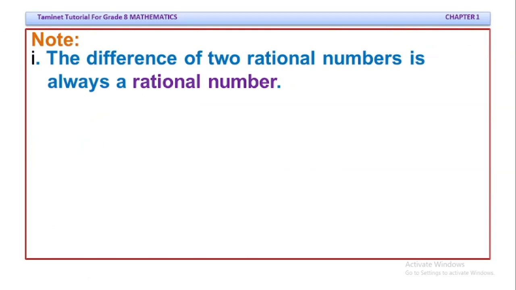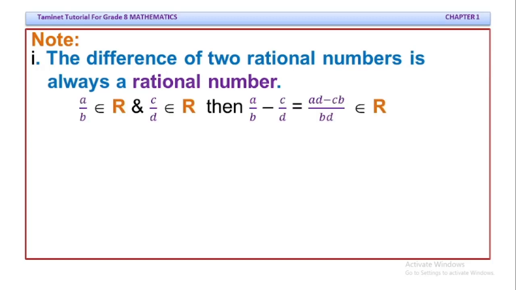Note, the difference of two rational number is always rational number. That means if a over b is an element of rational number, c over d is an element of rational number, then the difference, using the subtraction sign operation. Subtraction is one of the operations. a over b minus c over d is equivalent to crisscross: a times d minus c times b over bd. So the difference of these two rational number is always an element of rational number.